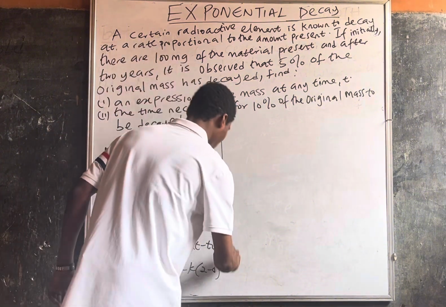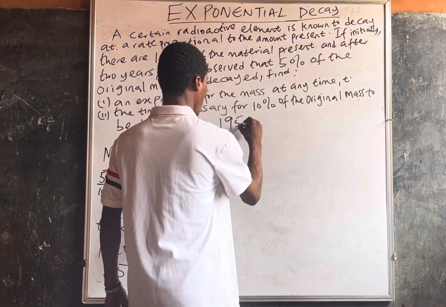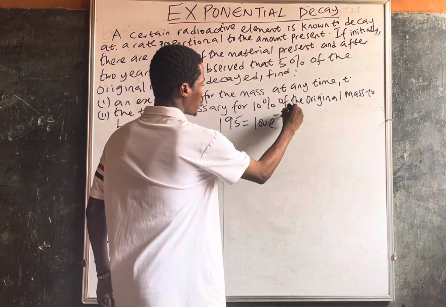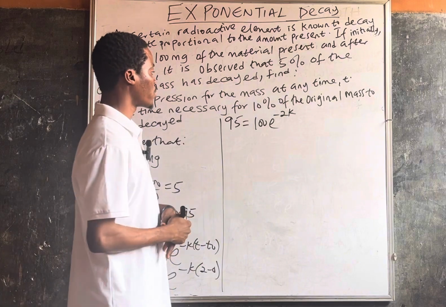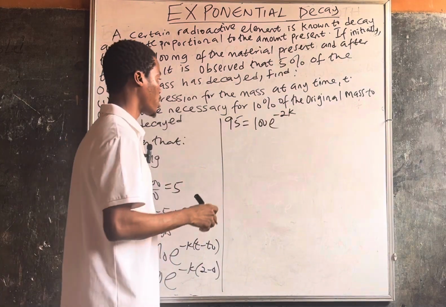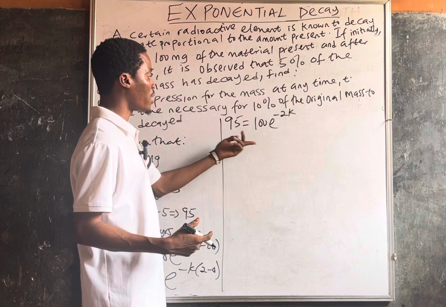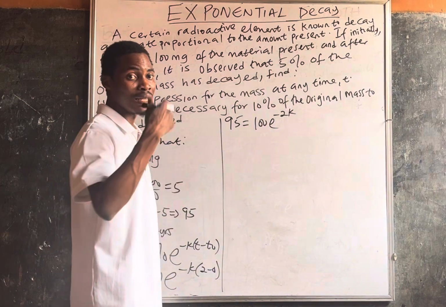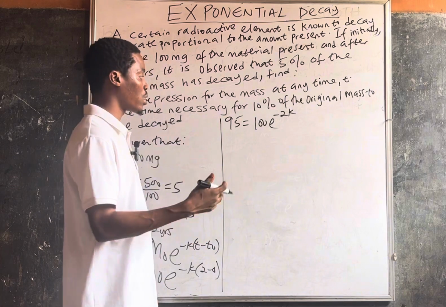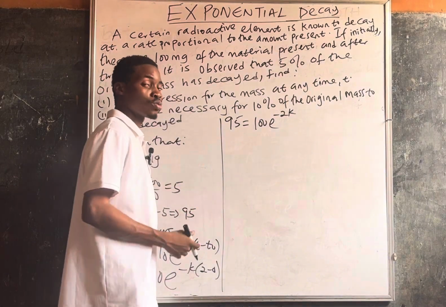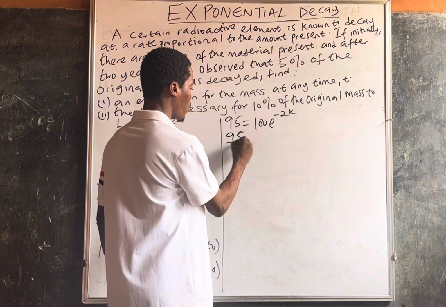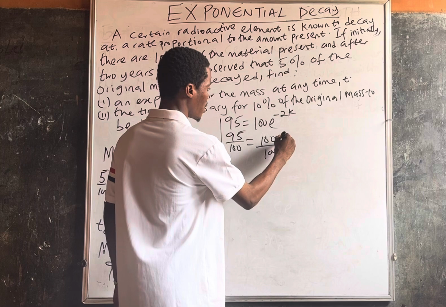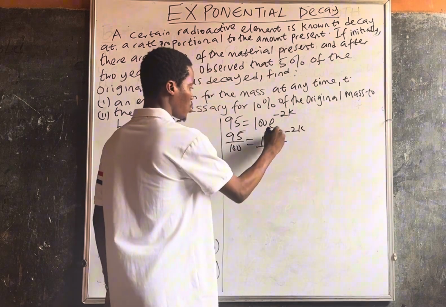So in this case we have 95 equal to 100 exponential raised to the power minus 2k. What are we going to do? We divide both sides by 100 so that we can have exponential minus 2k. Then we take the natural log so that ln and exponential will cancel each other. So we now have 95 over 100 equal to 100 over 100 exponential minus 2k, which is able to cancel.